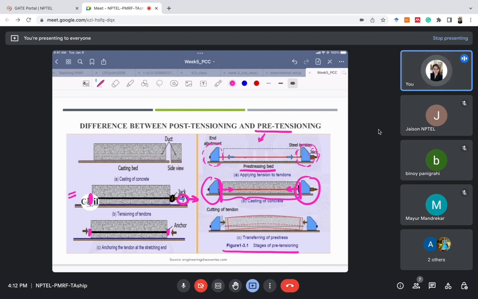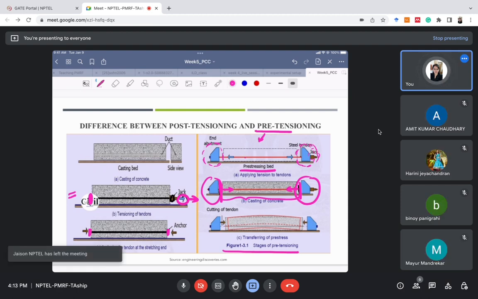There are different purposes in which we use these two different methods, but the main objective is the same. The main objective is to transfer the pre-stress on the bottom part of the beam so that the bottom part of the beam remains under compression. Are there any doubts till this point?